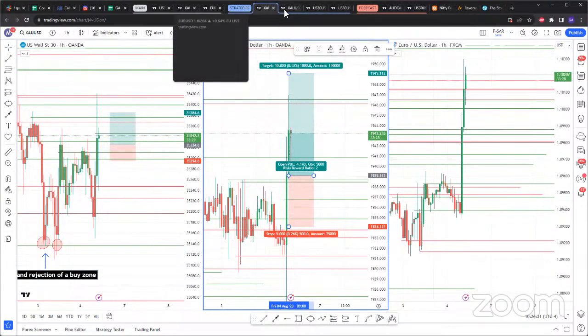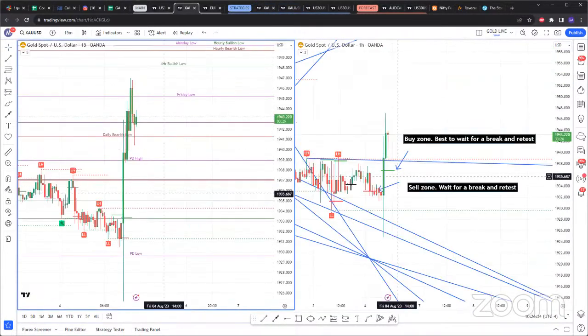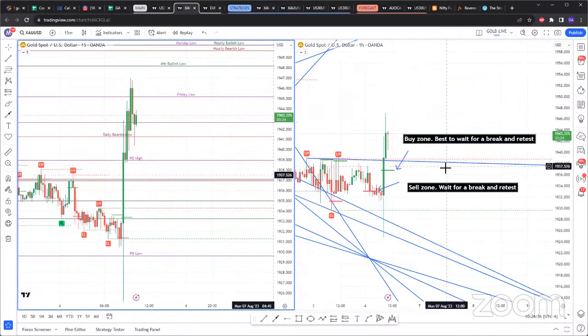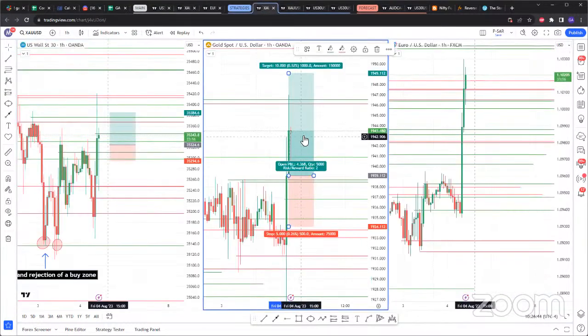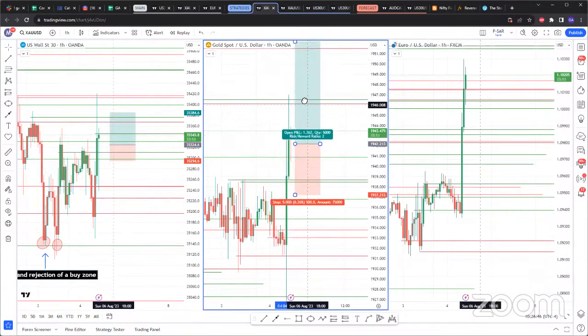But here, what I'm looking at, when I came back to the gold chart, I looked at this hourly trend line. Gold closed above the hourly trend line. So here, whether it's the hourly trend line or the parabolic, again, I recommend a break and retest. So even for me, I wouldn't have taken that.